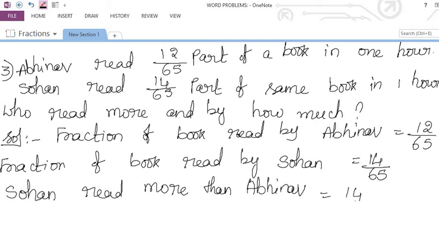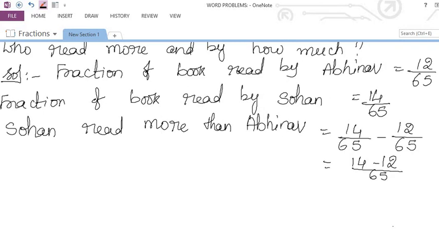And by how much is simply subtraction. 14 by 65 minus 12 by 65. As we all know, if the denominators are the same, we can simply subtract the numerators. So in this case my numerators are 14 and 12. 14 minus 12 is 2. 2 by 65. So Sohan read 2 by 65th part of the book, meaning that boy read 2 more pages compared to Abhinav. Yes, did you understand, children? Everyone? Okay, very good.